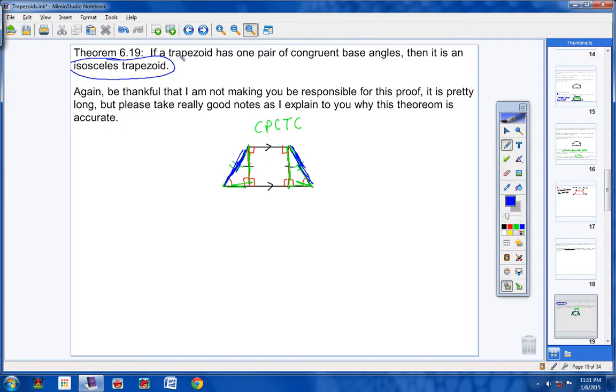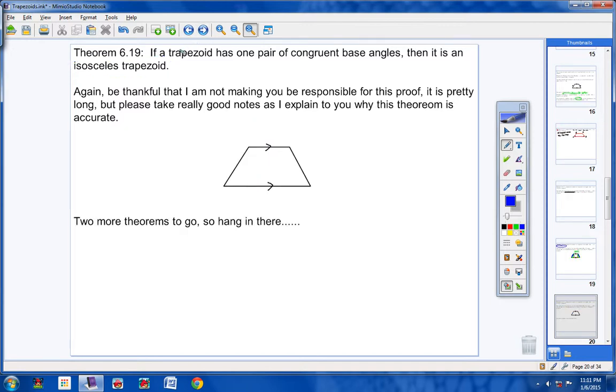Okay? Alright, moving on. Here we go. Two more theorems to go. So hang in there, and we're almost done.